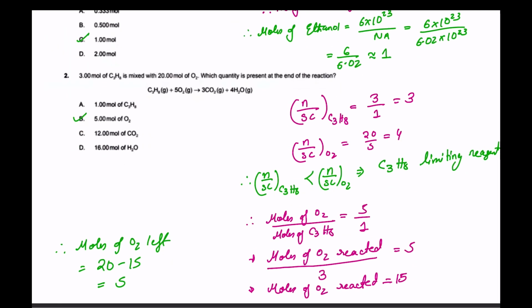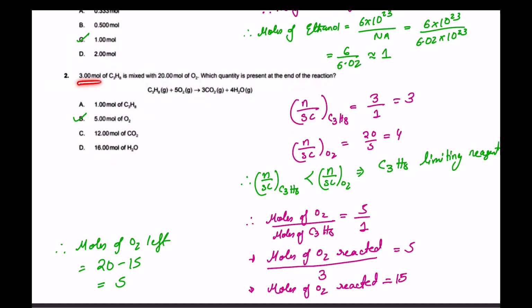For question 2, we have 3 moles of C3H8 mixed with 20 moles of O2. Which quantity is present at the end of the reaction? Here we need to find the excess reagent, so let's find the limiting reagent first, because we know the moles of both reactants, so it's very easy. What we used to do is find the n by SC, where n is the moles and SC is the stoichiometric coefficient.